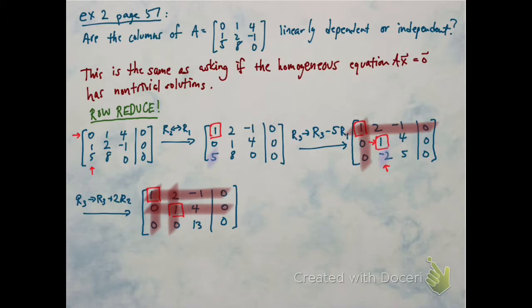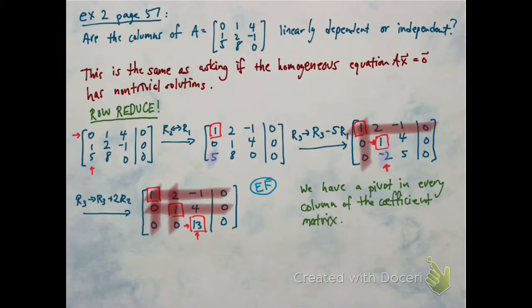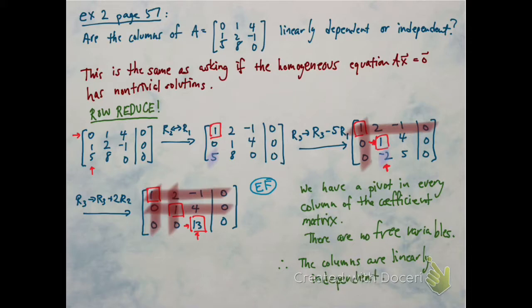Ignore the newly created pivot column and all the columns to the left, that row and all the rows above. This 13 is non-zero, so this is my last pivot. This is now in echelon form, and we have a pivot in every column of the coefficient matrix. That tells us that there are no free variables, and so the homogeneous equation has only the trivial solution. That tells us the columns are linearly independent.